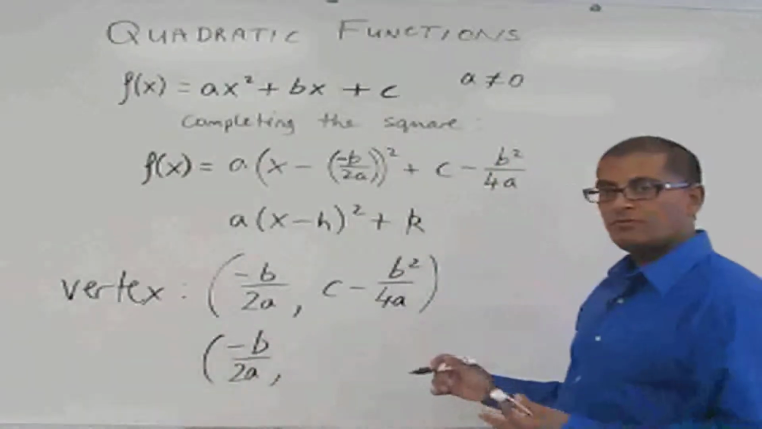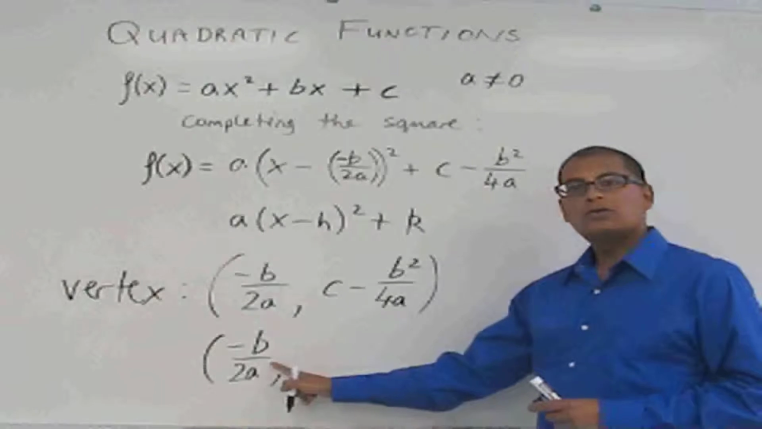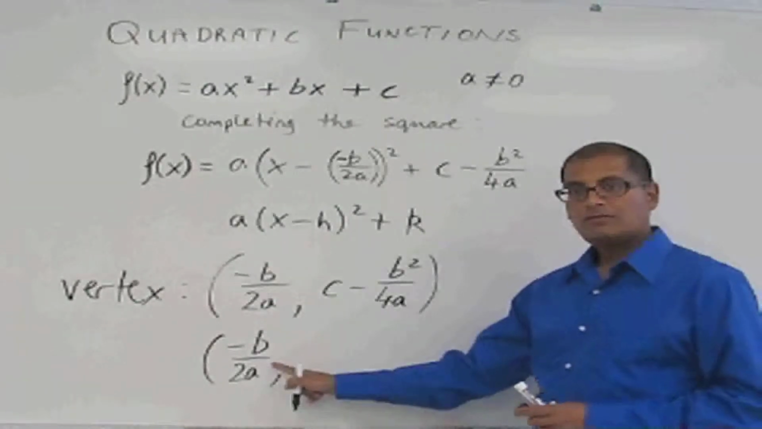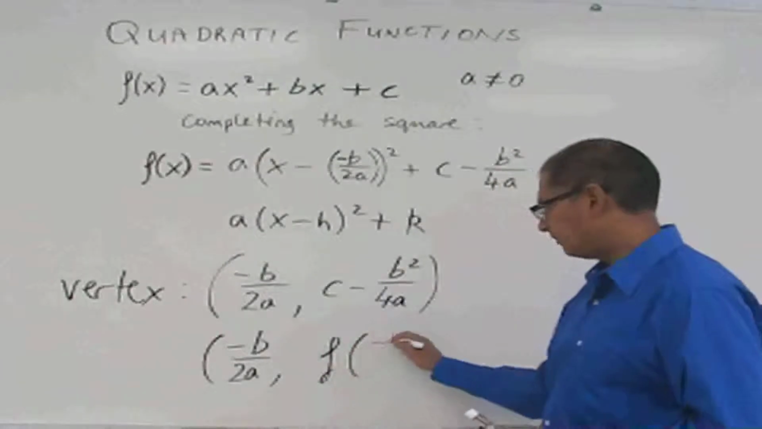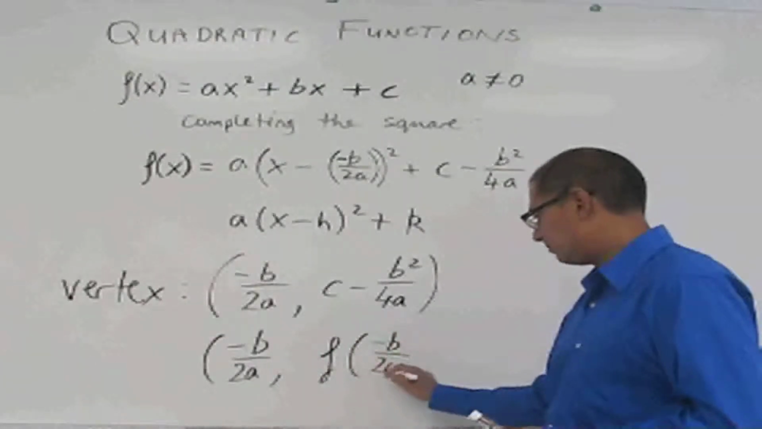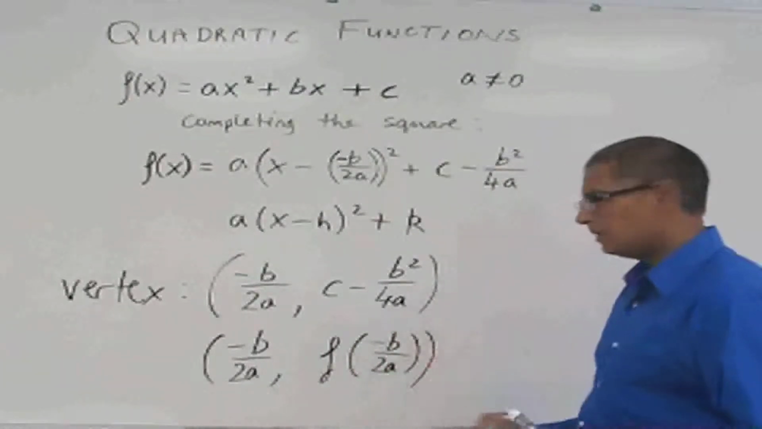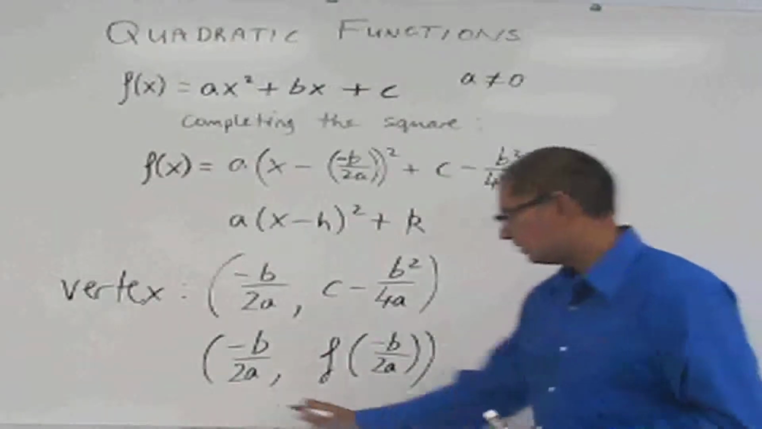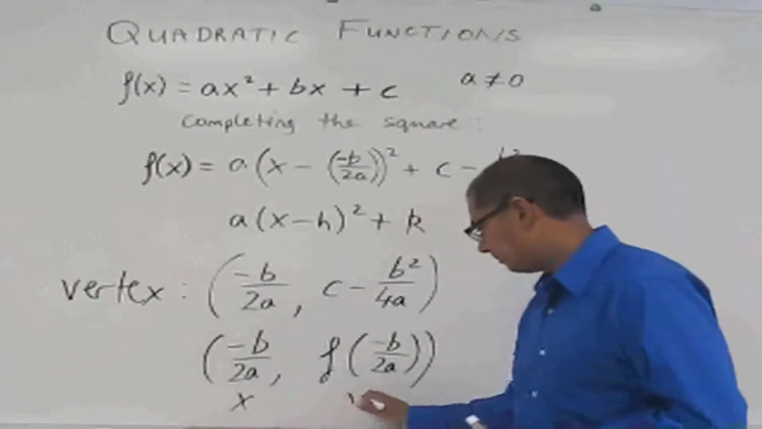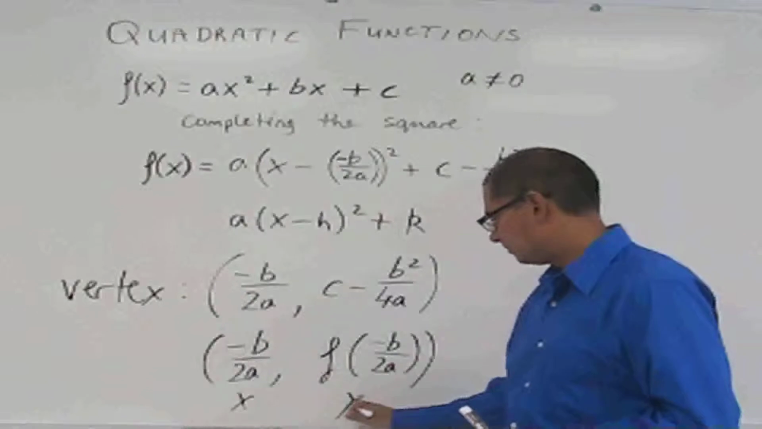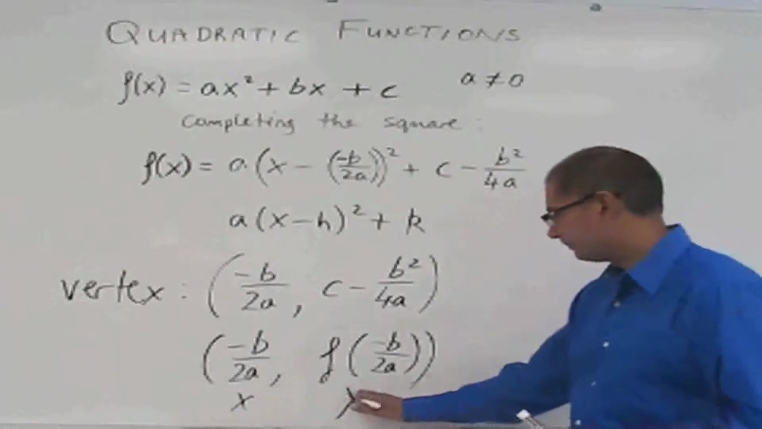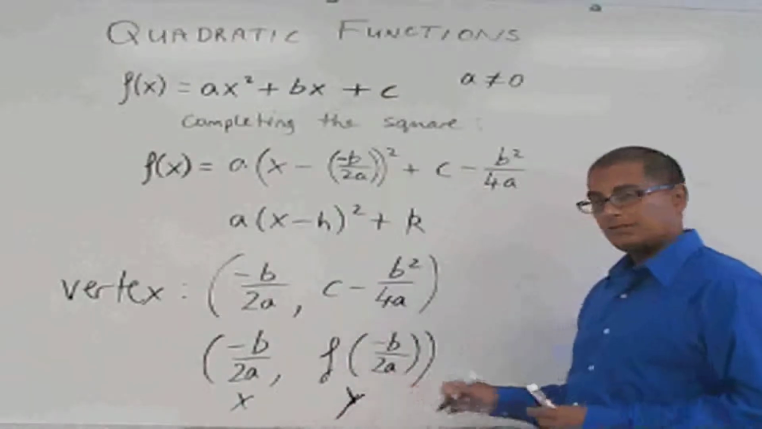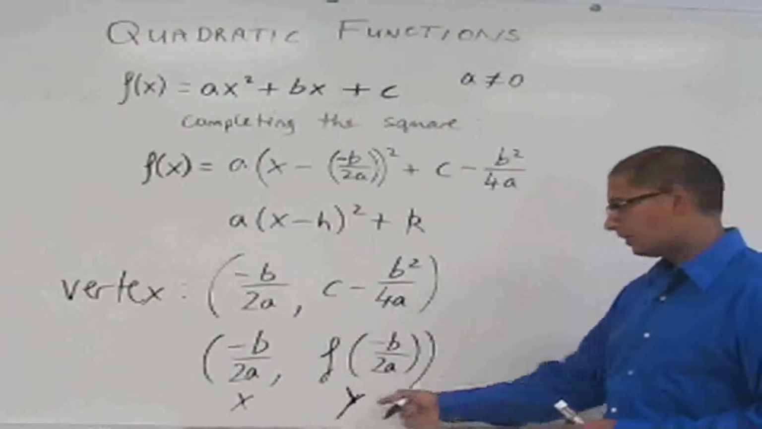And remember, this is a function. This is the x-coordinate of my vertex. So to find the y-coordinate of my vertex, just plug that into the function. So f of negative b over 2a gives me my y-coordinate of the vertex. Remember, this is the x-coordinate, this is the y-coordinate. So by plugging the x-coordinate of the vertex into my function, we can find the y-coordinate.